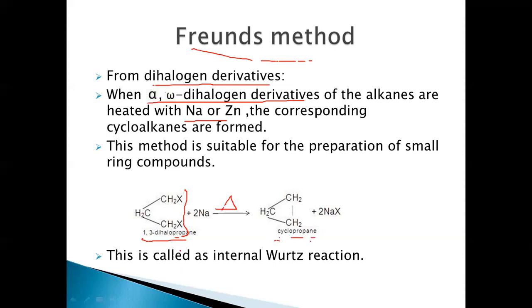For example, in this case, we are taking 1,3-dihalopropane, a dihalogen derivative where the halogen atoms are present on carbon atoms 1 and 3 of the open chain compound, propane. So it's nothing but 1,3-dihalopropane. When you heat it with sodium or zinc, we get cyclopropane, and a new bond is formed between the two terminal carbon atoms. 2NaX is a side product here.